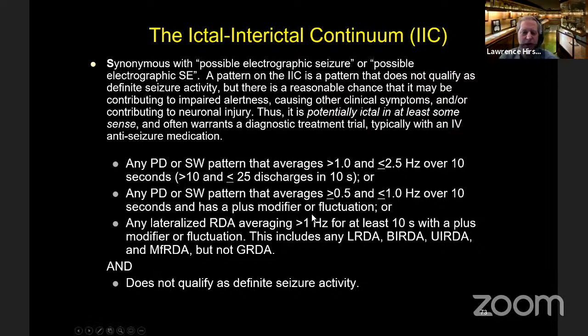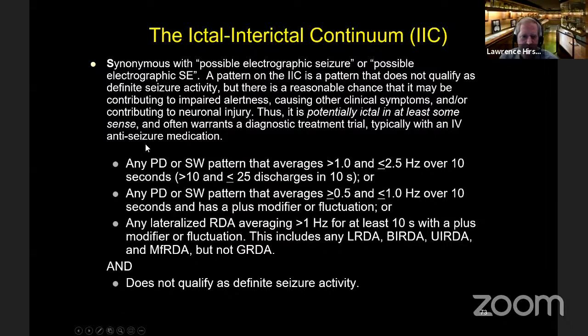So in general, the concept is it's a pattern that does not quite qualify as electrographic seizures, but there's a reasonable chance that it's contributing to impaired alertness, causing other clinical symptoms, or contributing to neuronal injury. So it's potentially ictal in at least some way, and it usually or often warrants a diagnostic treatment trial, typically with an IV medication.